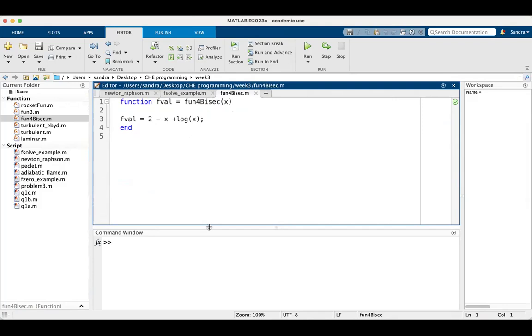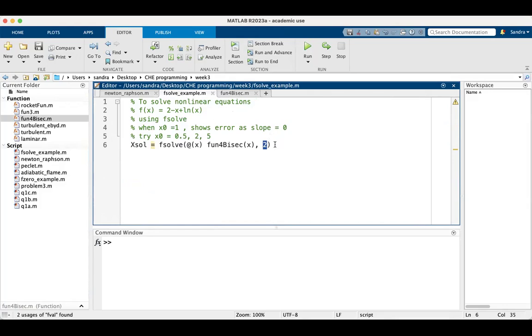Basically, fun for bisect takes the input x, and it calculates this equation, 2 minus x plus log x, and the final value will be in fval, which will be given as an output. So this is how you should write the function. Basically, fun for bisect takes an input x, converts the equation that you have to equate to 0, and gives the value for that fval. So that's how this function works.